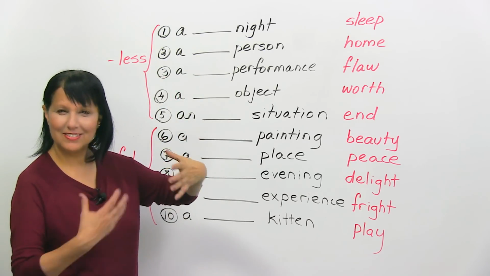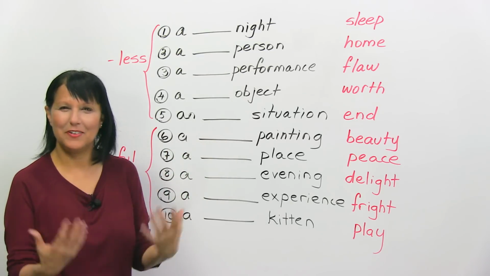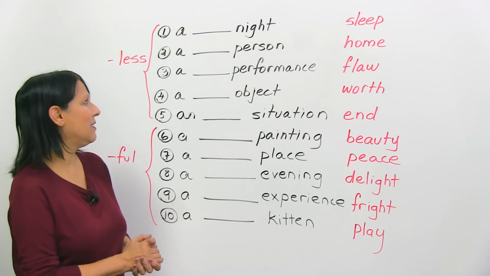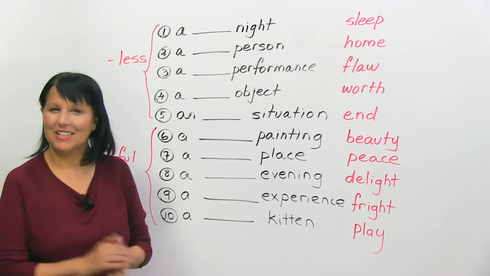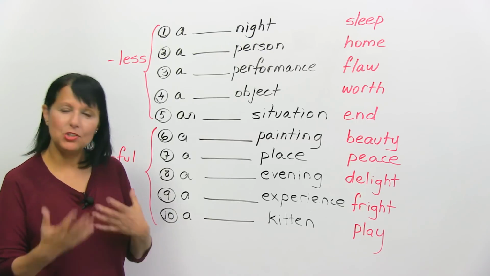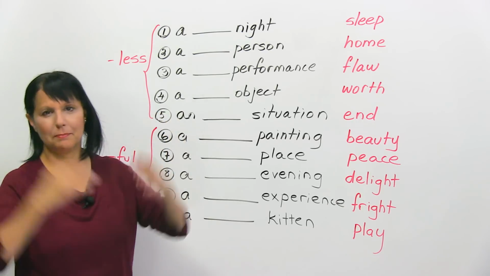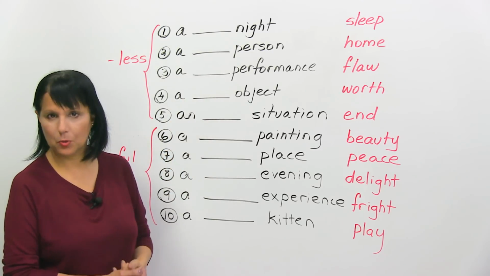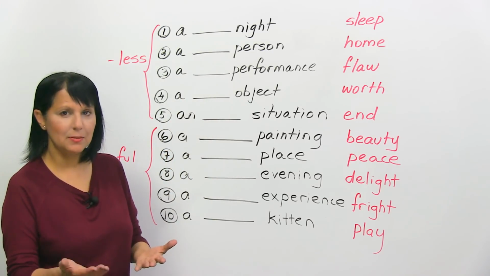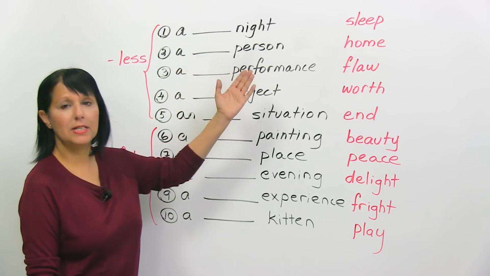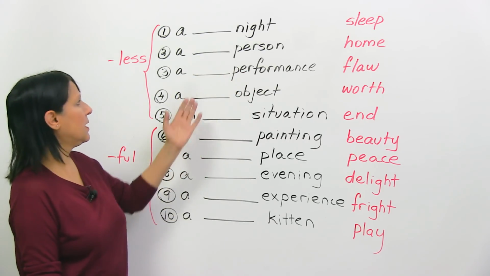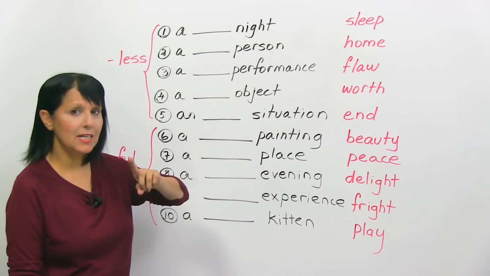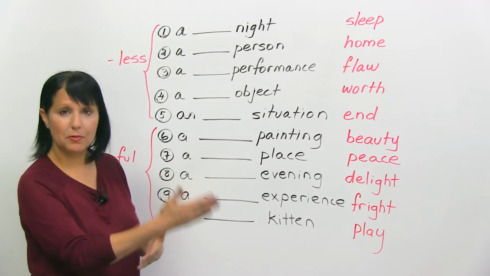Good. Look how nice you sound, how advanced you sound. Imagine writing like that in your exams or on your IELTS or your TOEFL or your university essays, okay? Immediately your language skills become much higher, okay? Let's continue. A person without a home is a, say it with me, a homeless person. Good. A performance without any flaws is a flawless performance.